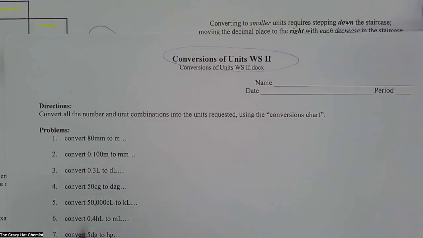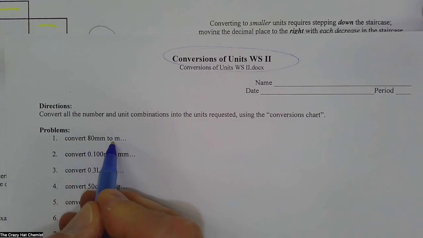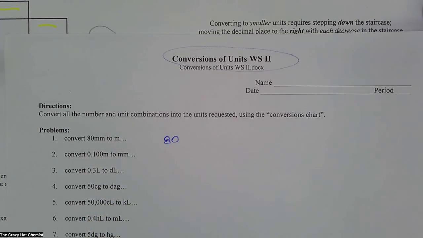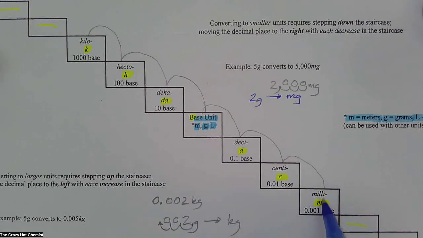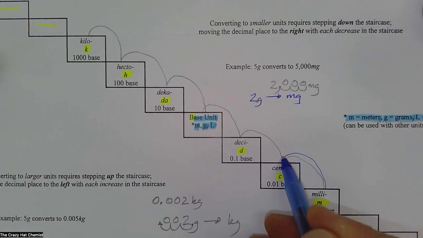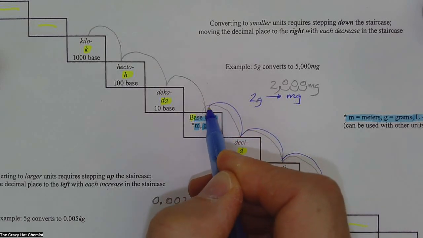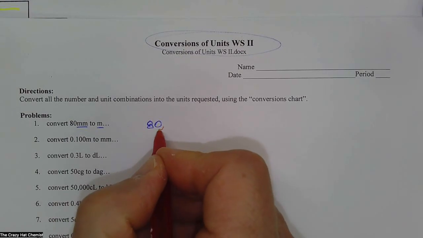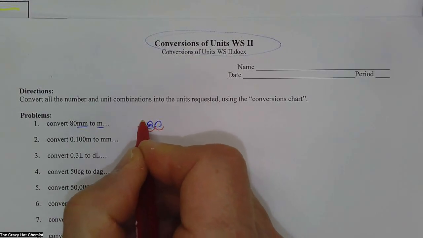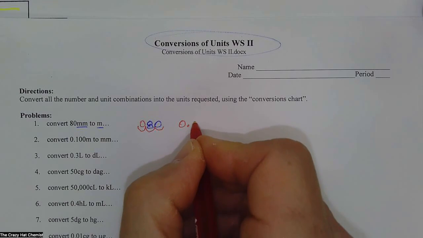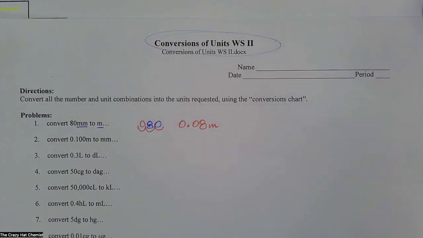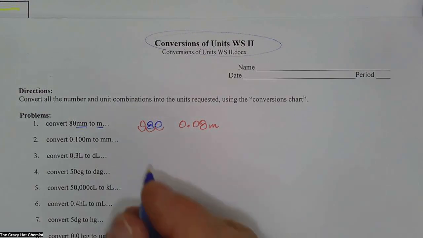All right, so we're going to convert 80 millimeters into meters. So we're going to start off with our 80 millimeters, and we're going to go from millimeters to meters. So we're going to go 1, 2, 3 spots to the left. There's our decimal. So I'll have 0.08, and that will be meters. See how simple that is? Simple, simple.